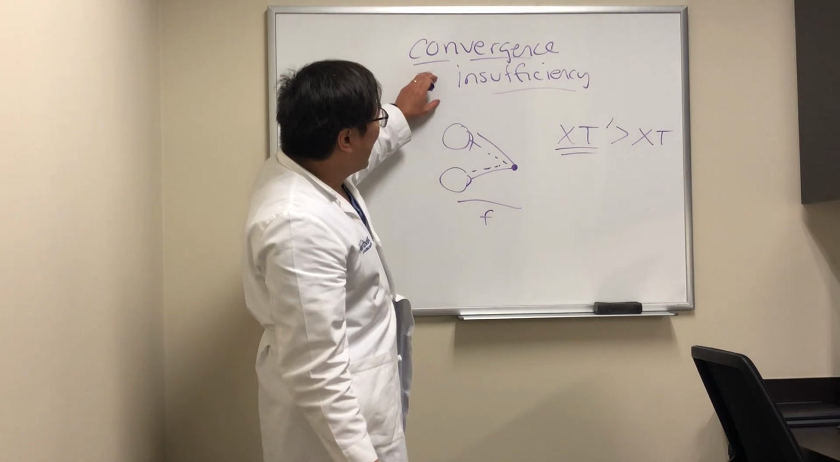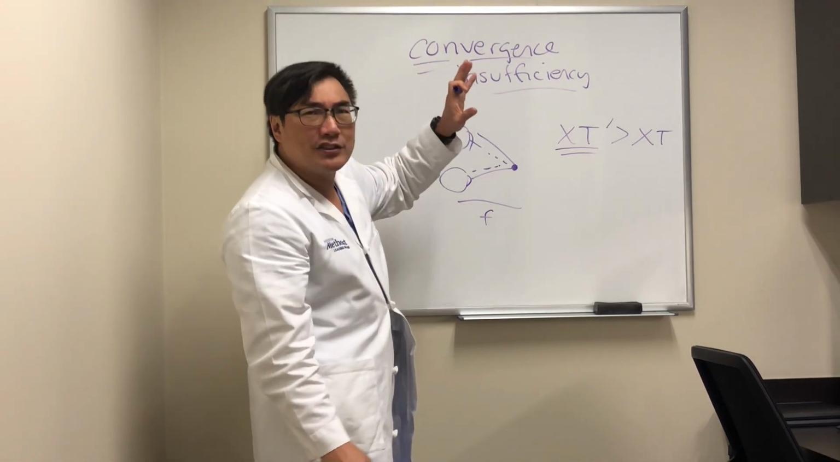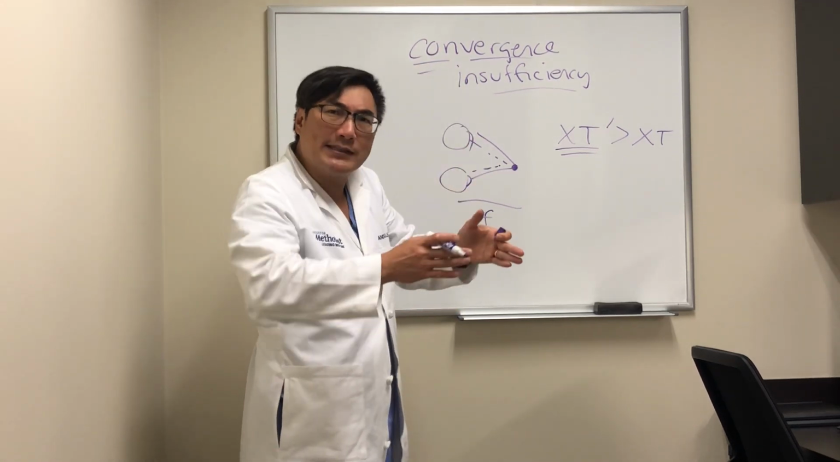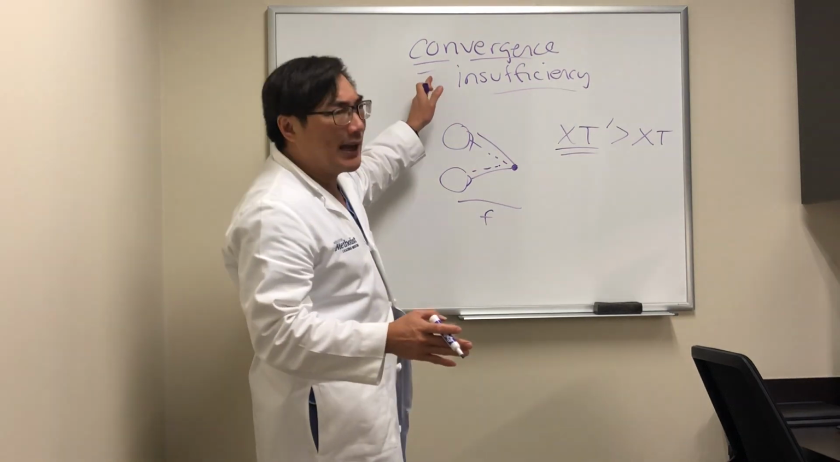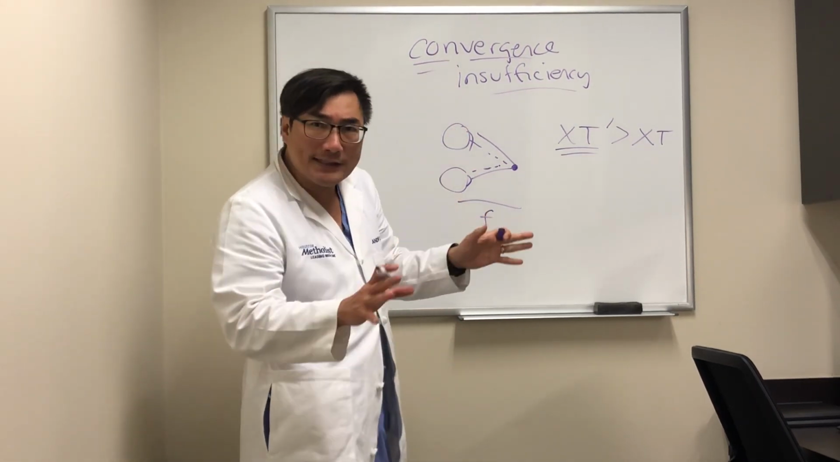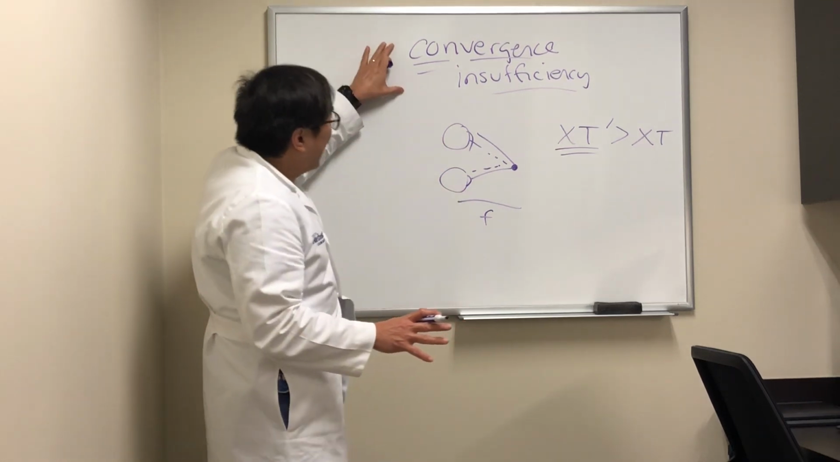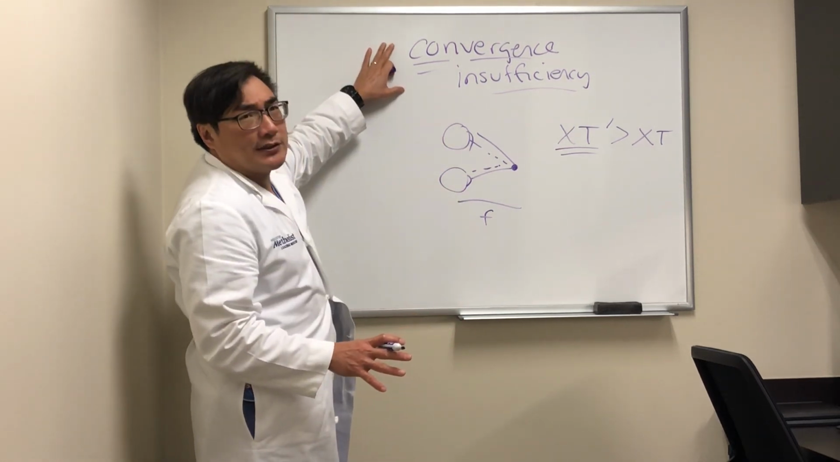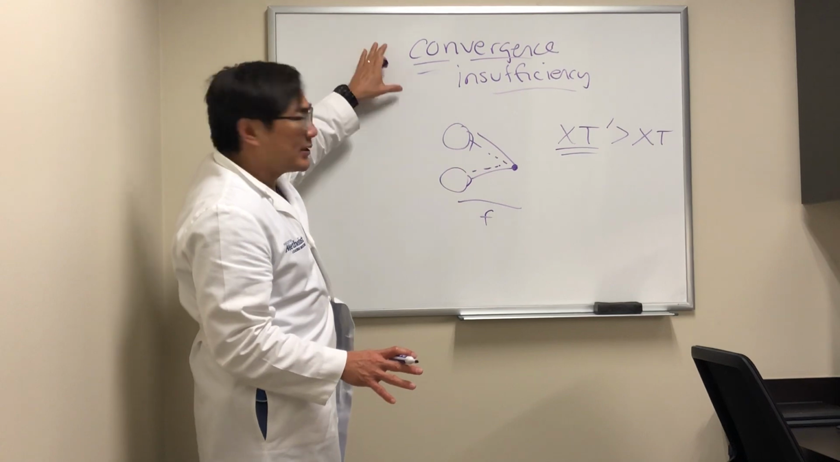Convergence insufficiency happens in a lot of people. As you just get older, your fusion breaks down. And so I have convergence insufficiency. It's a super common thing. It doesn't by itself localize anywhere. And any disease can cause convergence insufficiency. It doesn't matter what it is.